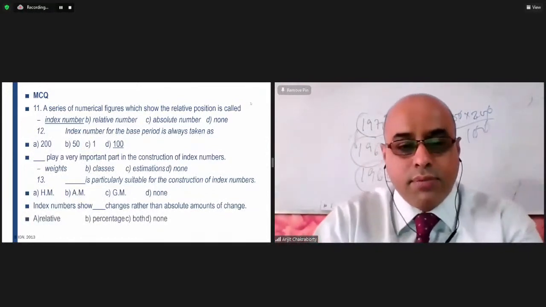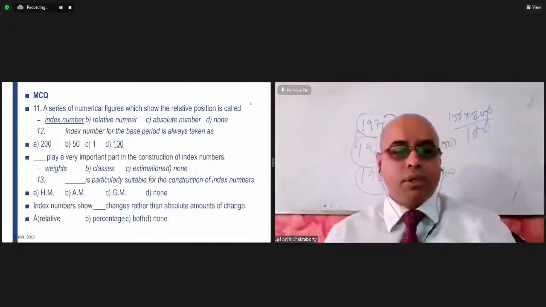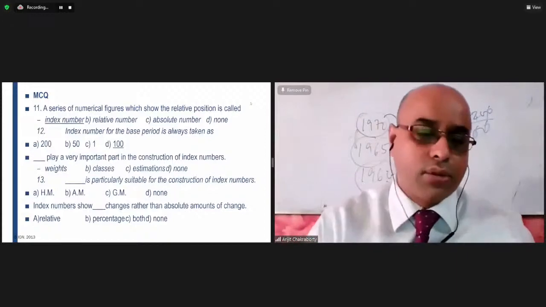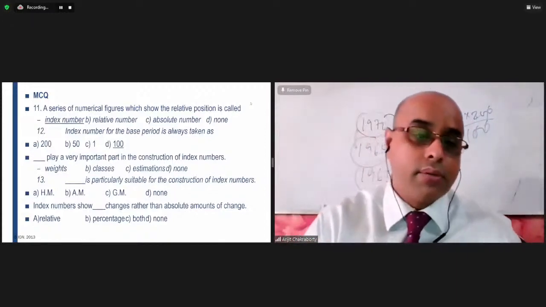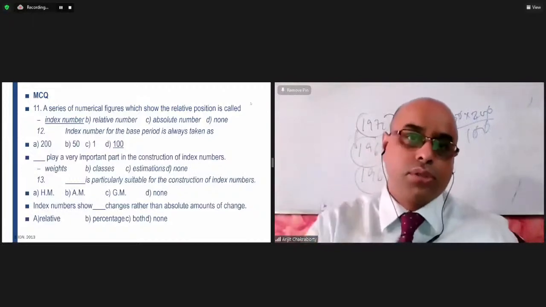Index numbers show dash changes rather than absolute amounts of change. Is it relative change, percentage change, both, or none? Well, index number shows you relative change, and definitely it can be converted to percentage as well. So ideally it shows you relative changes. It does not show you absolute change, but shows you relative change.